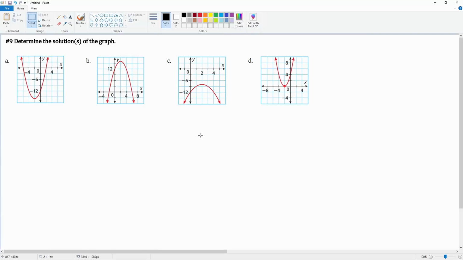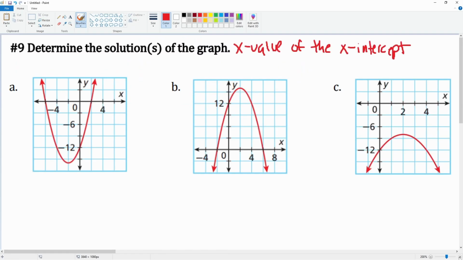Number 9, you're going to determine the solutions here. Please understand that the solutions are the x values of the x-intercept.